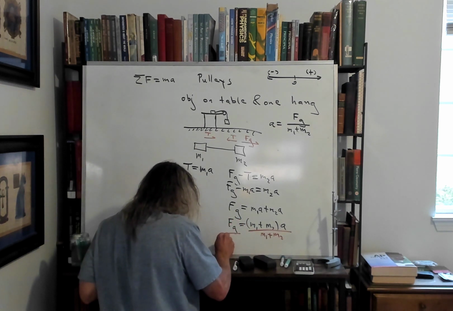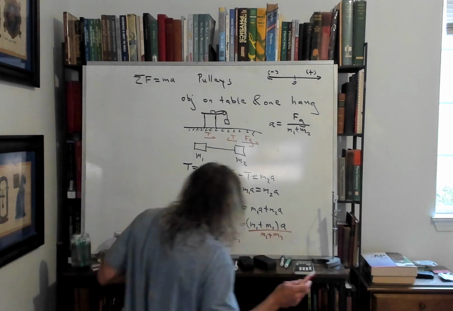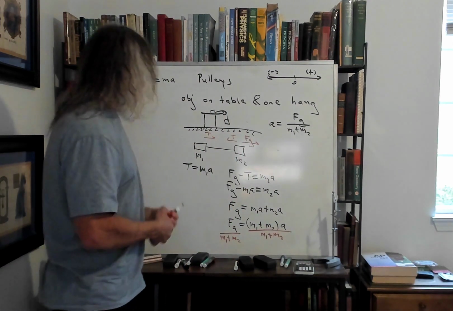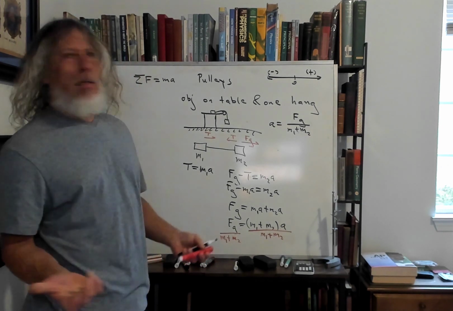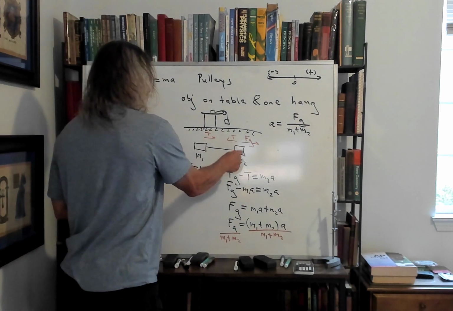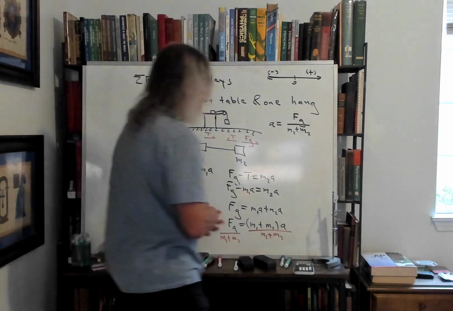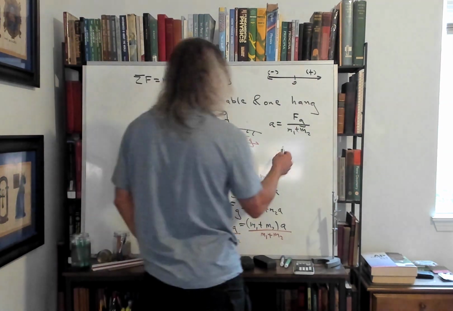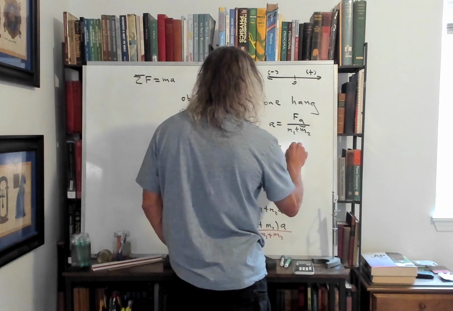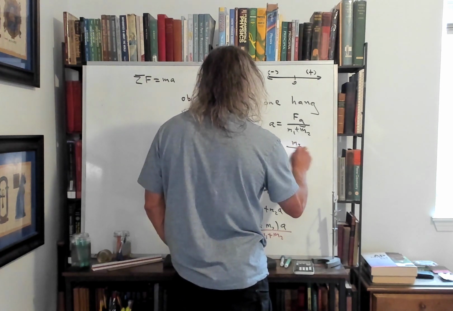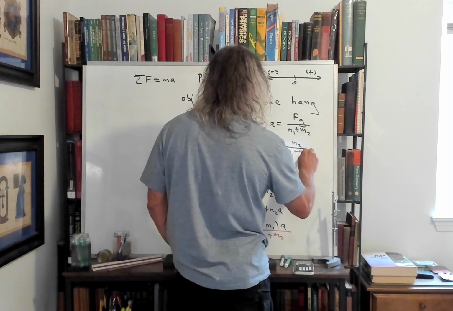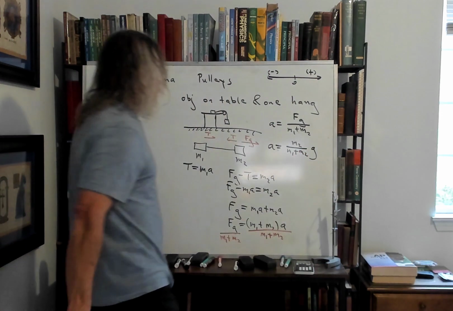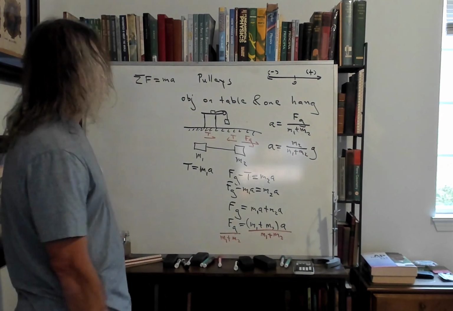Squeeze the writing in down here. Not much room. Move my hand. Okay, so we get that. But F sub G is here with M2. So put in M sub 2 G for this. And that'd be our acceleration.